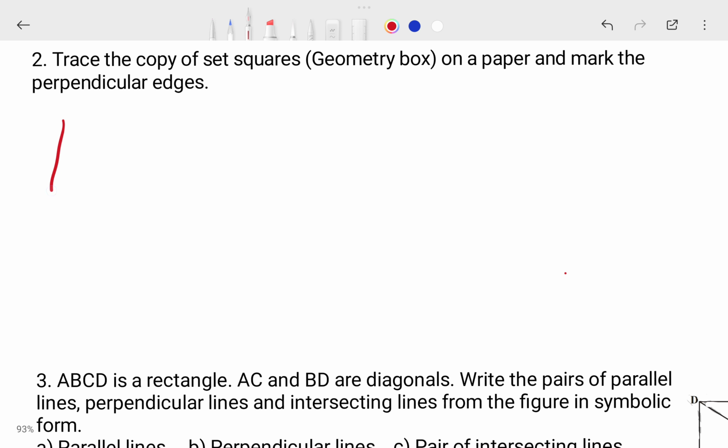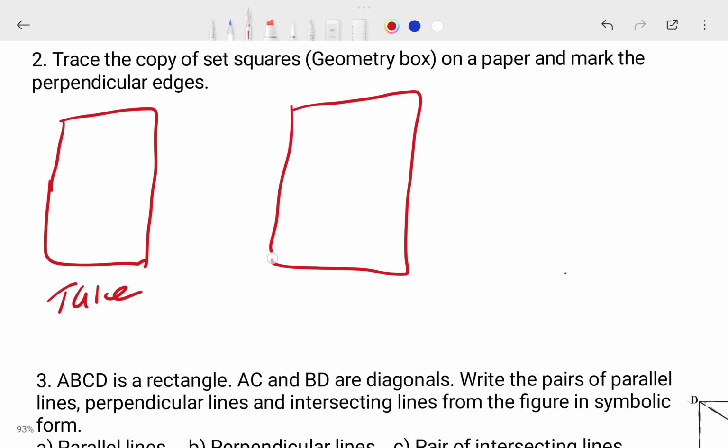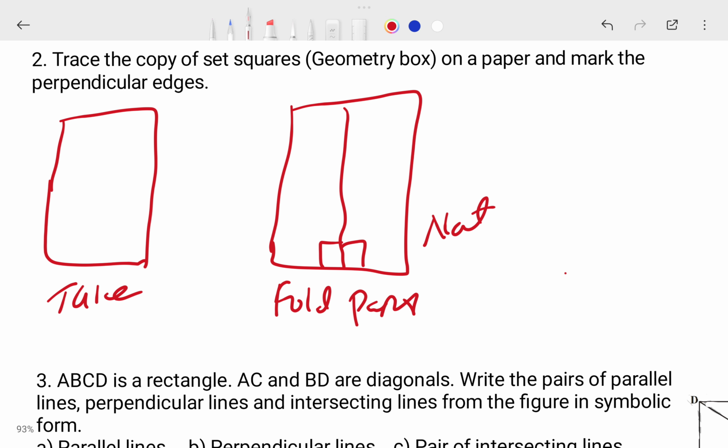So just take a paper, this is a paper. Take the paper and fold the paper. After the folding, it is like that. Now fold the paper again. So it will have edges like that, and this is the 90 degrees, this is 90 degrees.